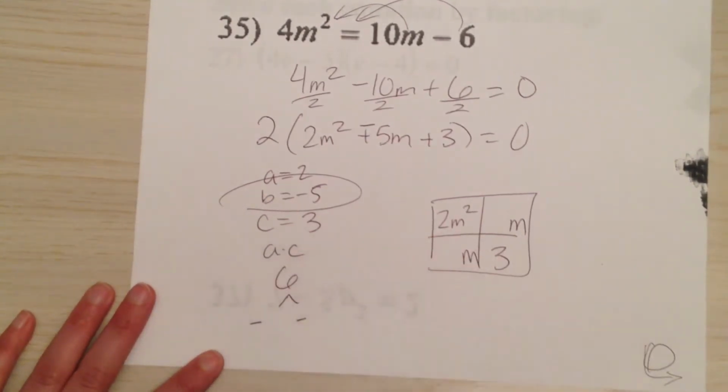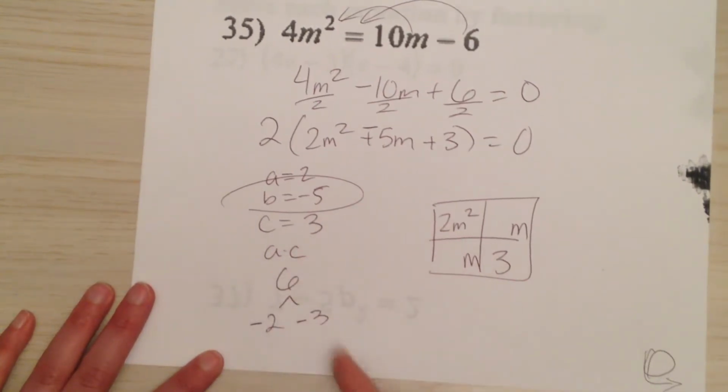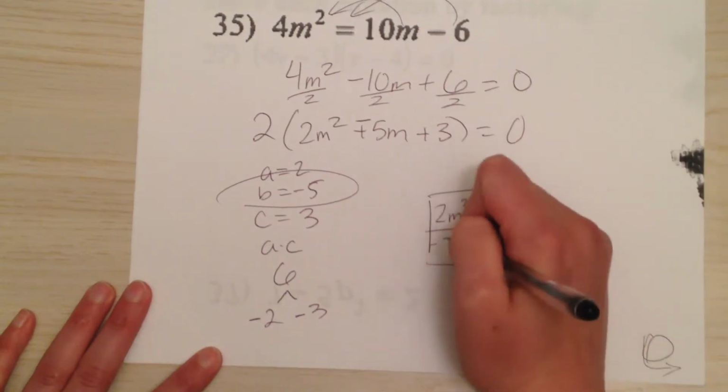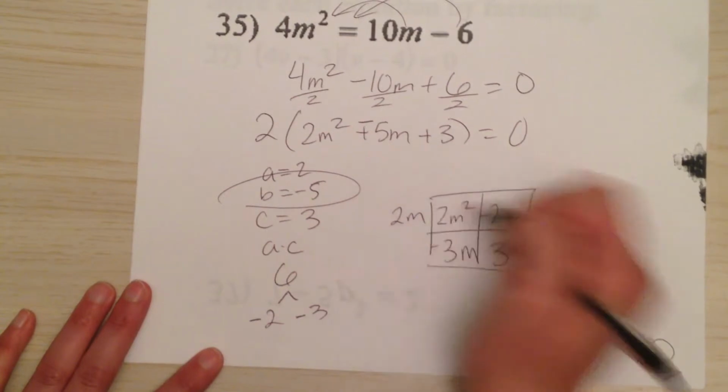I know they both have to be negative, and I'm thinking 2 and 3. Multiplies to positive 6, adds to negative 5. So I'm going to put my 2 with my other 2 and my 3 with my other 3. So I can pull out the GCF, 2m, to the side here.